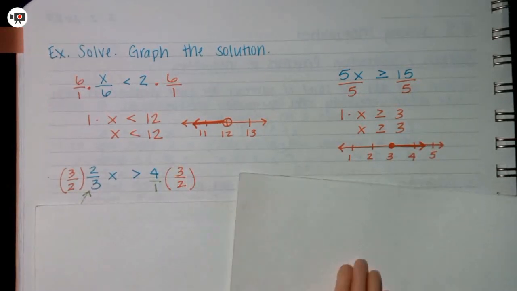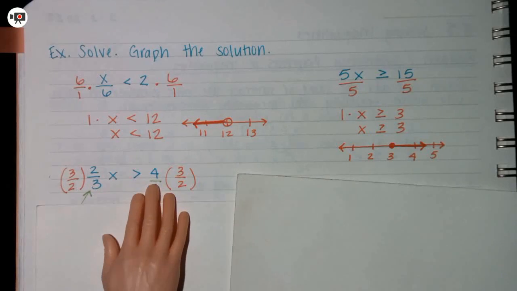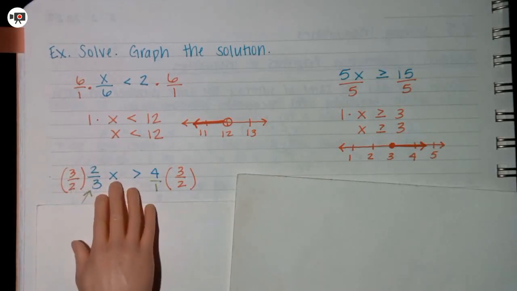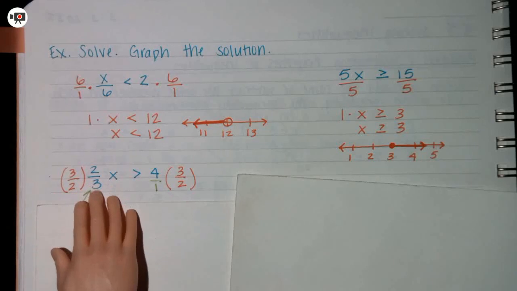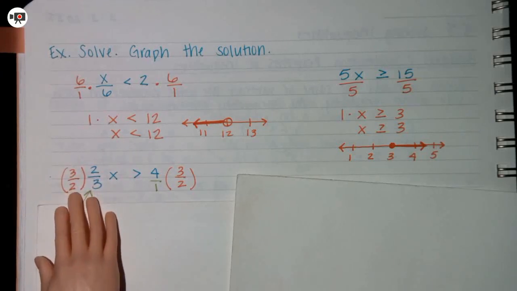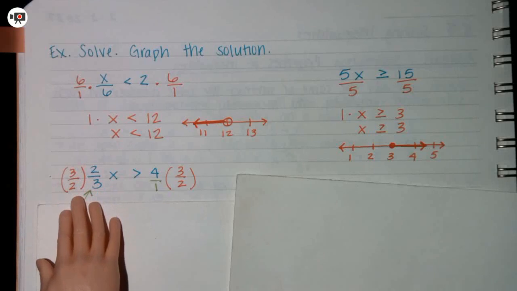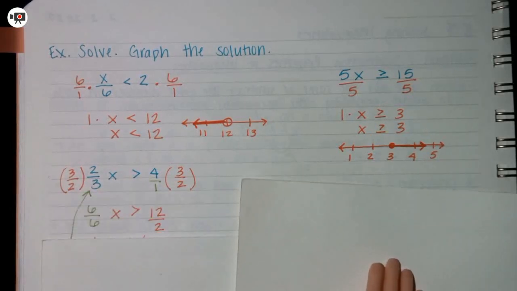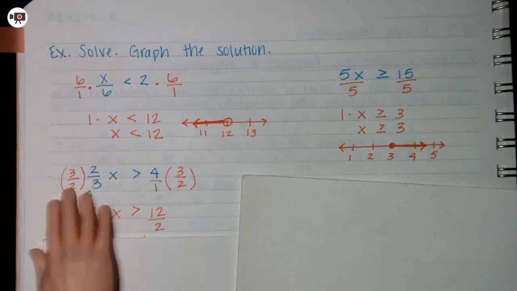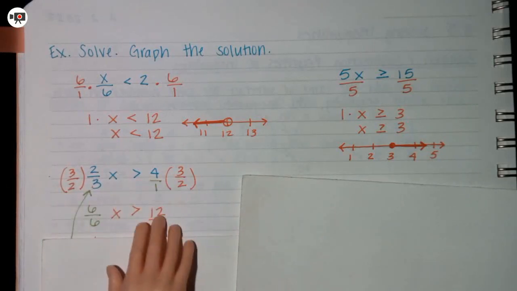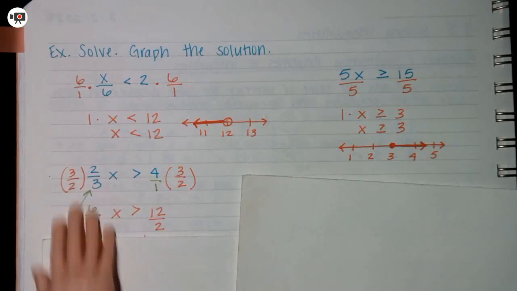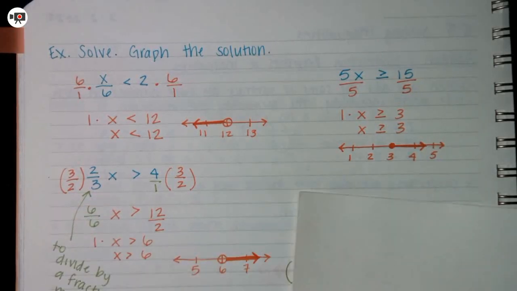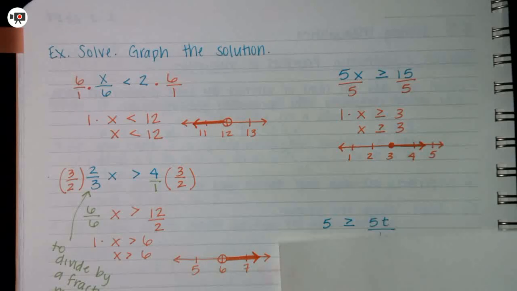I have 2/3 x is greater than 4. To divide by this fraction, because 2/3 is being multiplied by x, to divide by a fraction you need to multiply by the reciprocal, which means that you flip it and multiply. Then we multiply straight across the top and straight across the bottom for each. 2 times 3 is 6, 2 times 3 is 6, 4 times 3 is 12, and 1 times 2 is 2. 6 over 6 is 1, so I have x is greater than 6, and here is my graph.